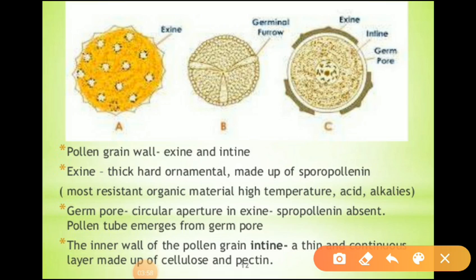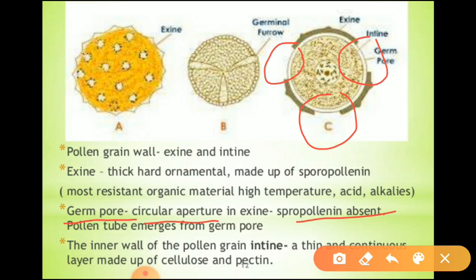Next, we can learn about the germ pore. It is the circular aperture in exine where sporopollenin is absent. What is the germ pore? It is the circular aperture present in the exine wall where sporopollenin is absent. So that circular aperture we call the germ pore. What is the role of the germ pore? From this germ pore only what can arise? The pollen tube can arise or emerge.